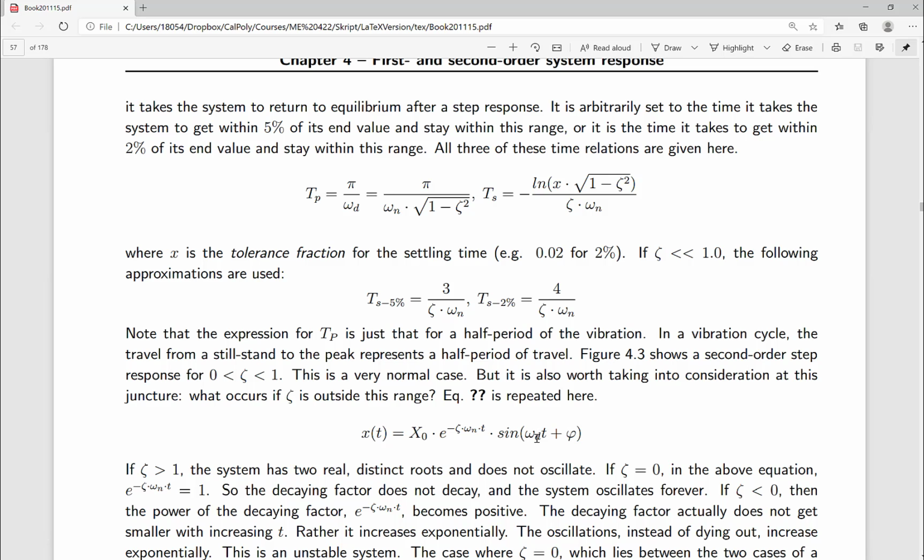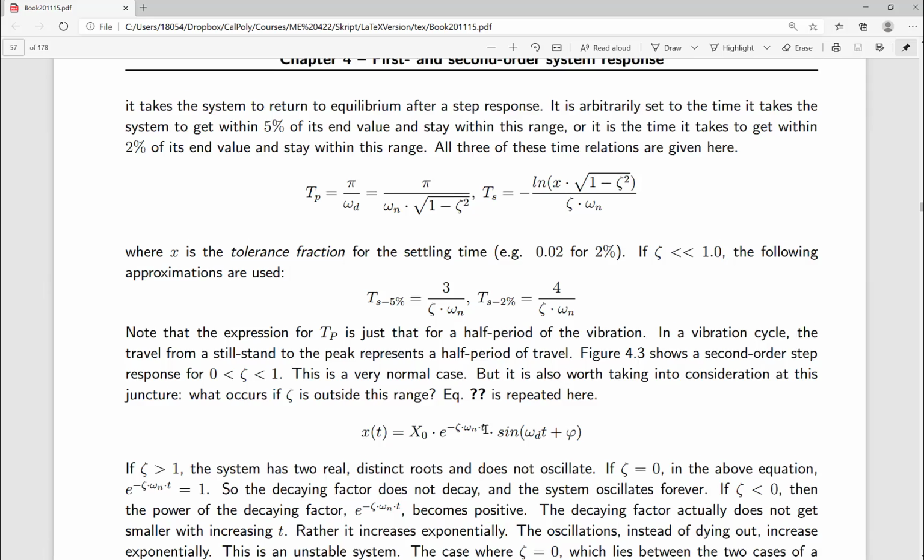Notice that the frequency of the sine function is omega d. But then there's this other factor here that has zeta and omega n in it. And this determines, notice that as t goes to infinity, this factor right here is going to go to 0. So the oscillations will die out eventually, and it won't oscillate anymore.